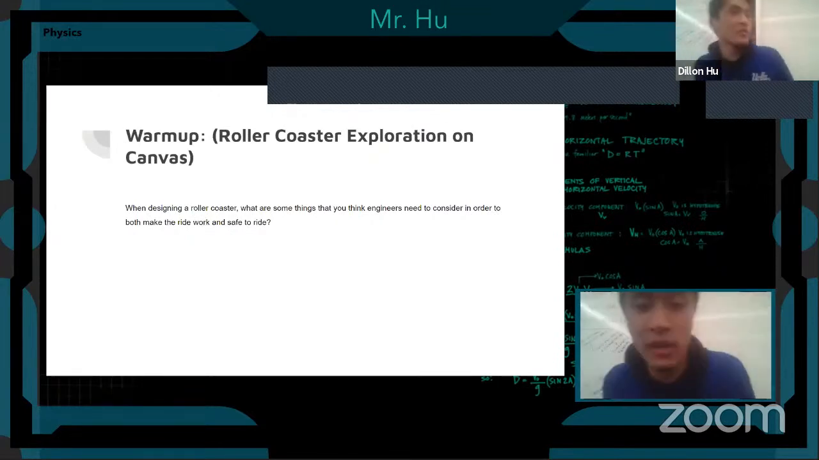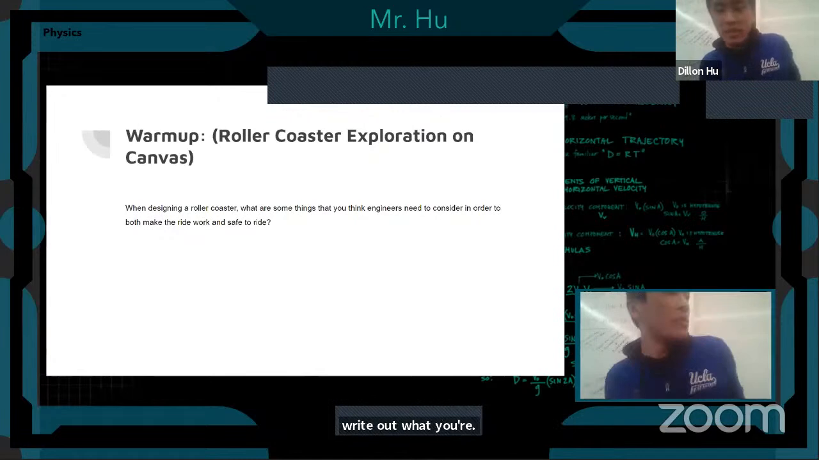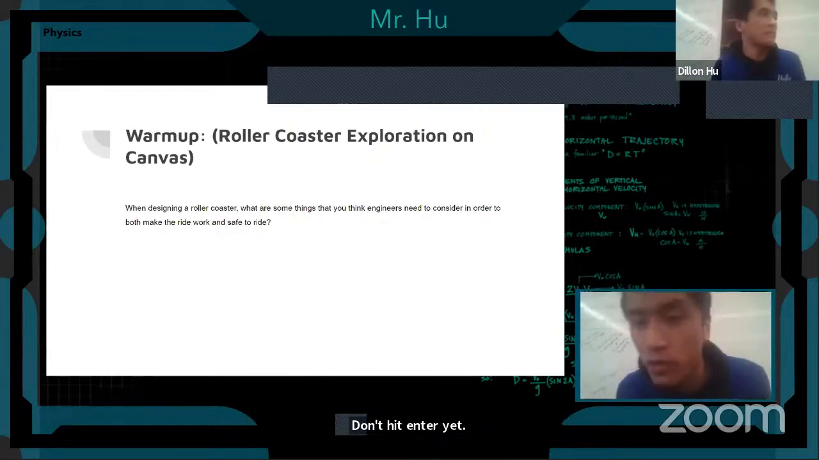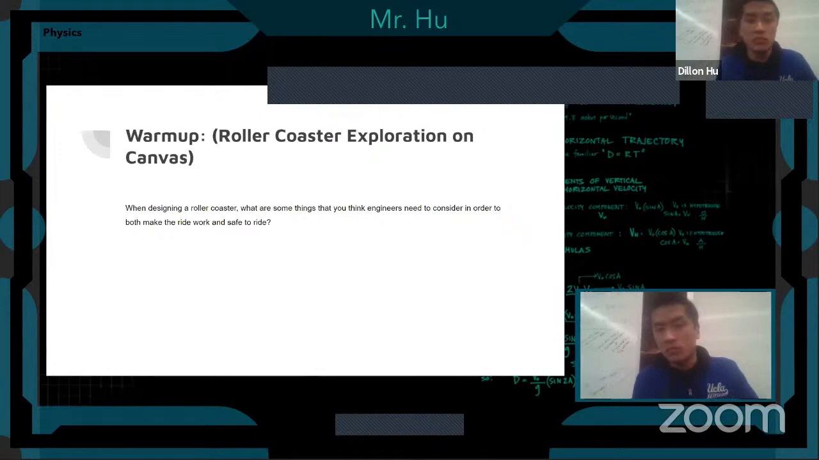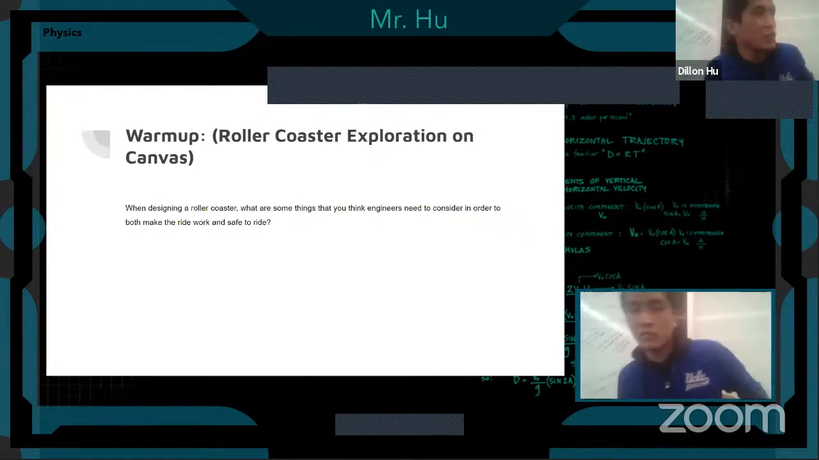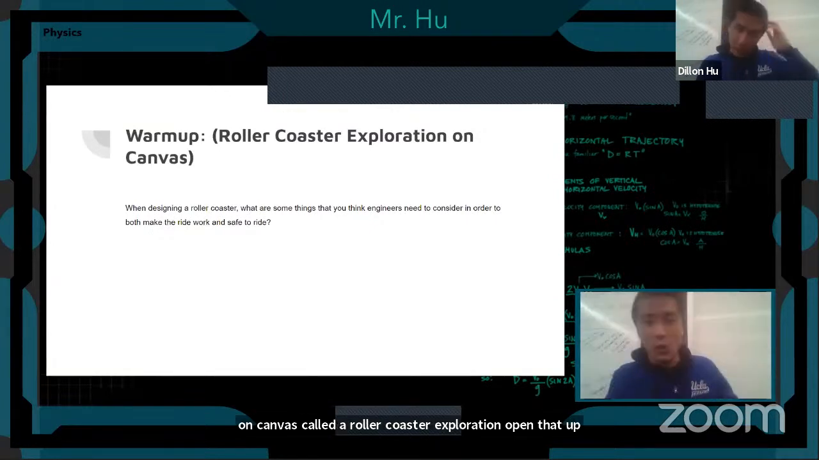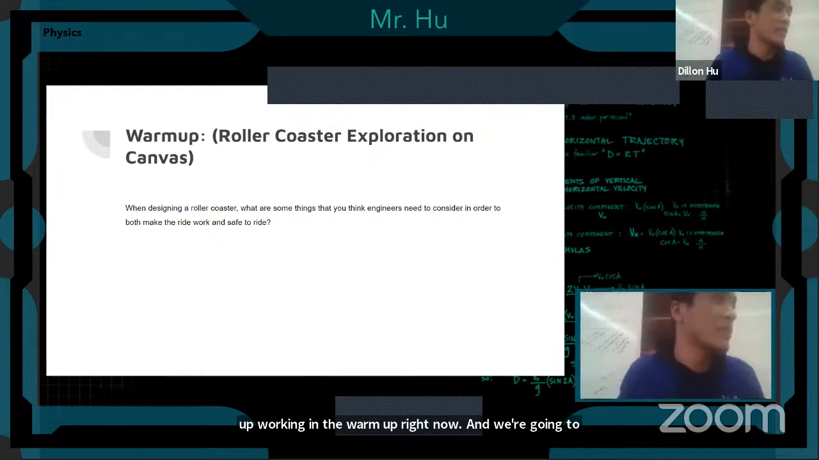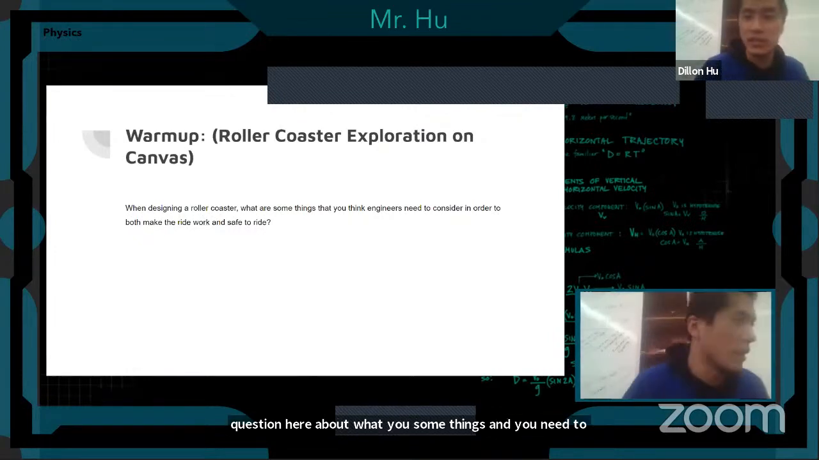We'll take about another minute or so. Write out what you think are some things engineers need to consider. Don't hit enter yet. Hit enter in a minute or so. For those of you just joining us, there's an exploration on Canvas called Roller Coaster Exploration. Open that up. We're working on the warm-up right now, and we're going to have everyone share their responses in about 30 seconds. Think about some things engineers need to consider in order to both make the ride work and safe to ride.